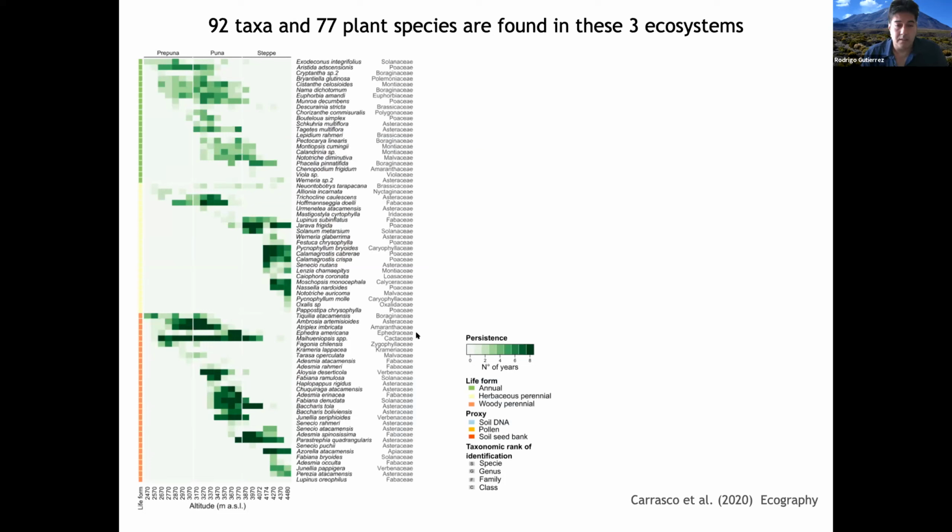So we combine survey work, in this case what I'm showing here is for 8 years, but also metagenomic analysis of soil DNA, pollen rain analysis, and soil seed banks to really try to have a sense of the diversity in terms of plant species in these 3 ecosystems. And so what I'm showing here is a summary of this. I don't mean to go over all of these, but just to say that the transect contains 92 taxa that we have been able to identify, and 77 plant species. It's dominated by angiosperms. We only found 1 gymnosperm species, Ephedra breana.